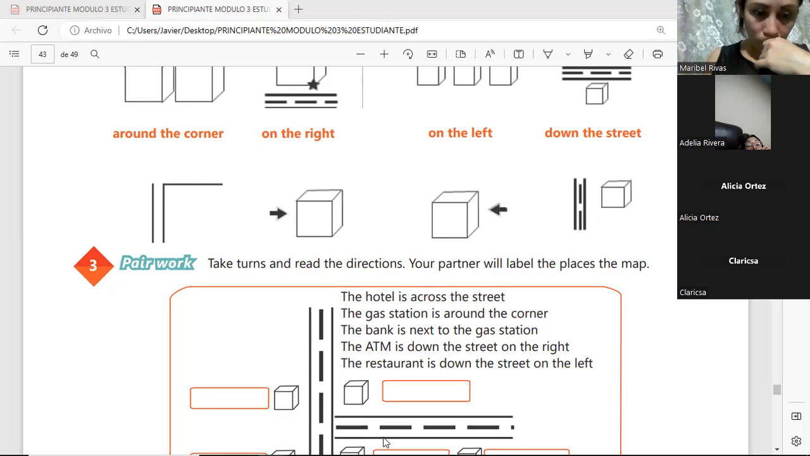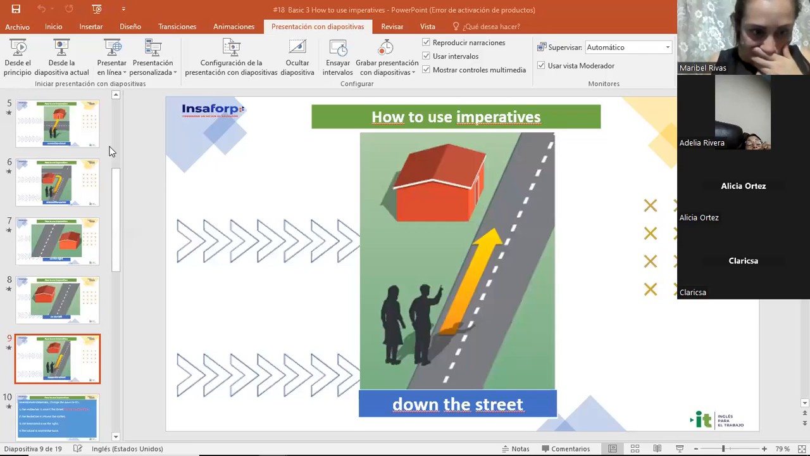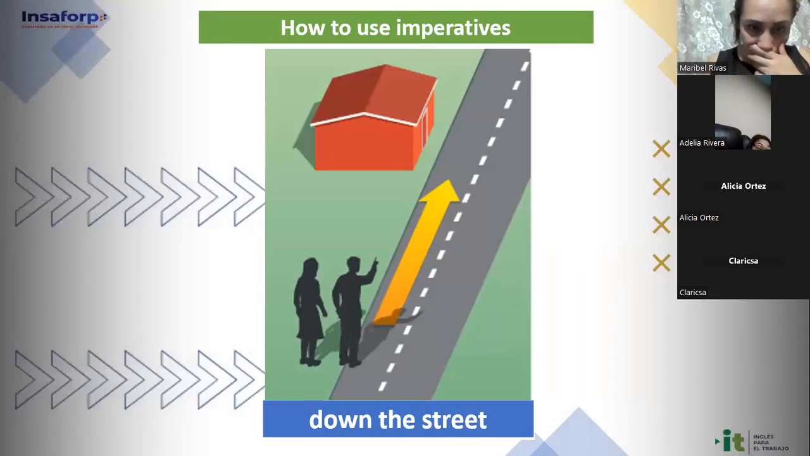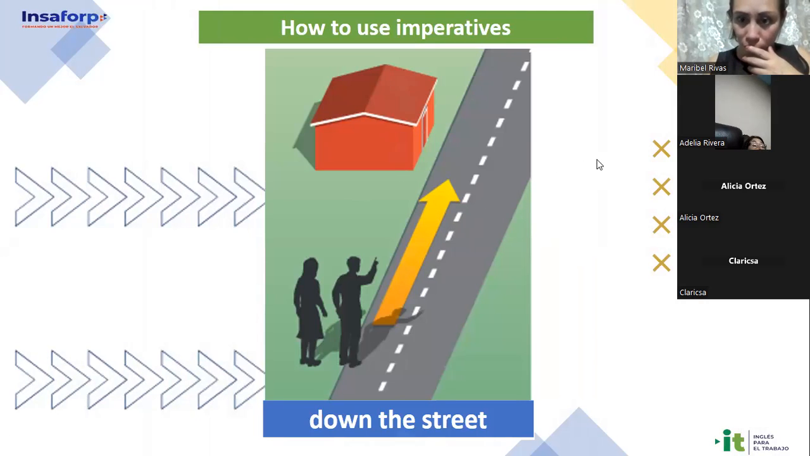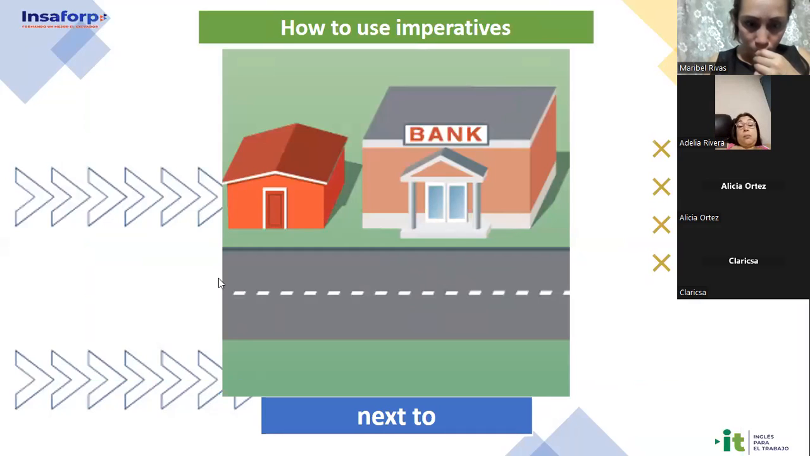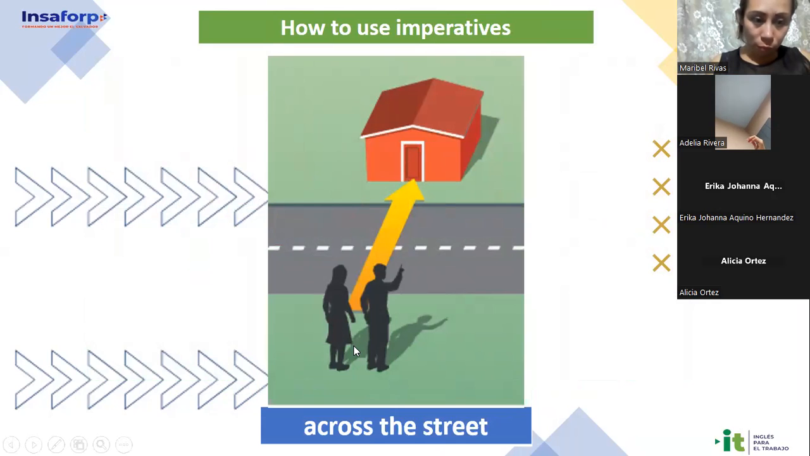¿Quieren verlo de otra perspectiva? Vamos a compartir. Aquí está, de otra perspectiva. Look. Down the street, avanzando un poco en la calle. Look, down the street. Me pasé, aquí estamos. Okay. Next to, look. Next to, right? Between the bookstore and the bank, between. Across the street, or you can say in front of. Es el mismo, miren. In front of y across the street es el mismo.